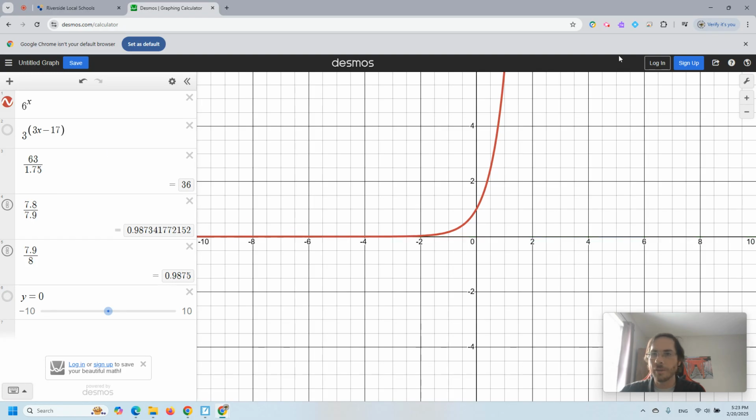Our domain goes all the way to the left, all the way to the right, and it's going to start at 0 in terms of y, and then it's going to shoot up out to infinity. There's our y-intercept there at 1.